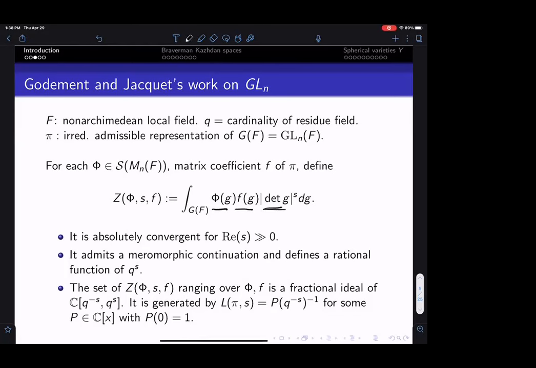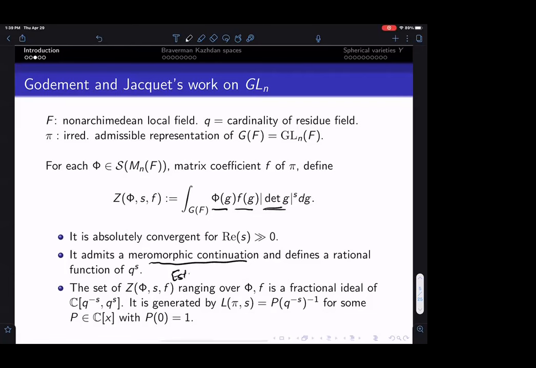And they show that this integral is absolutely convergent for real part of s sufficiently large, and they admit a meromorphic continuation and define a rational function in q^{-s}. And what's more, if we collect the zeta functions, then they form a fractional ideal, and its canonical generator is a shifted L-function.